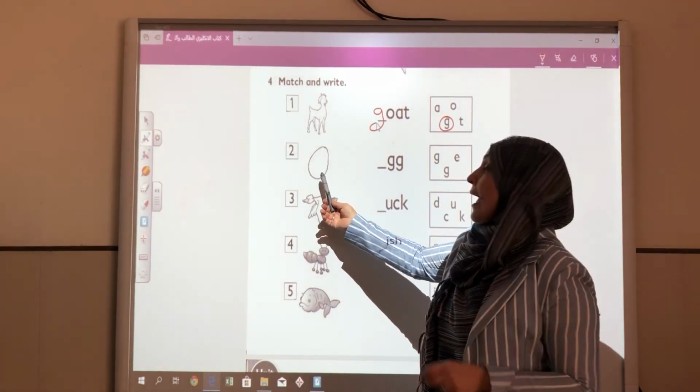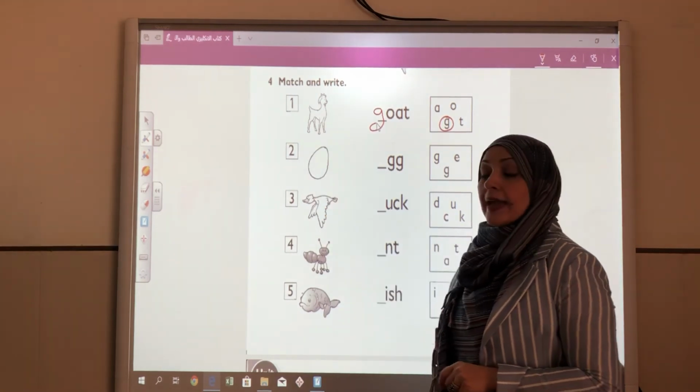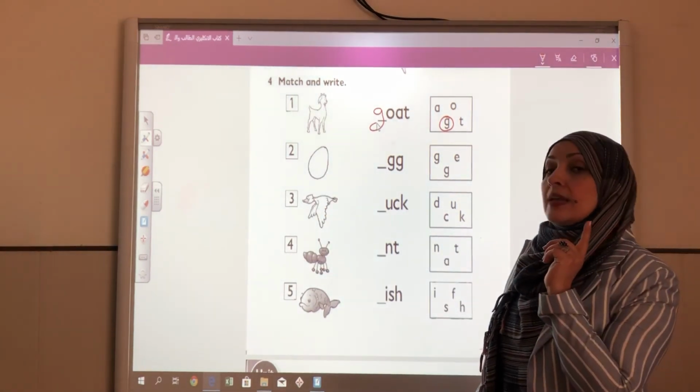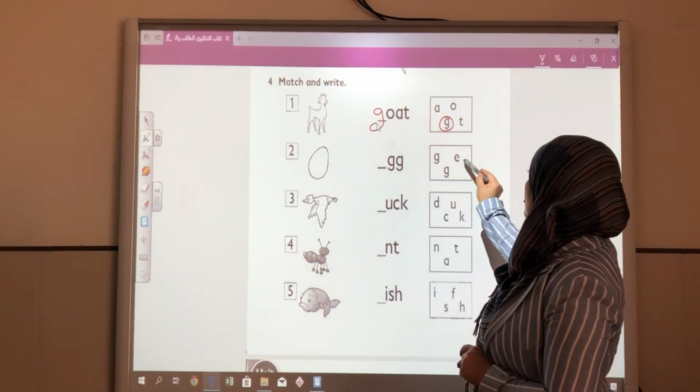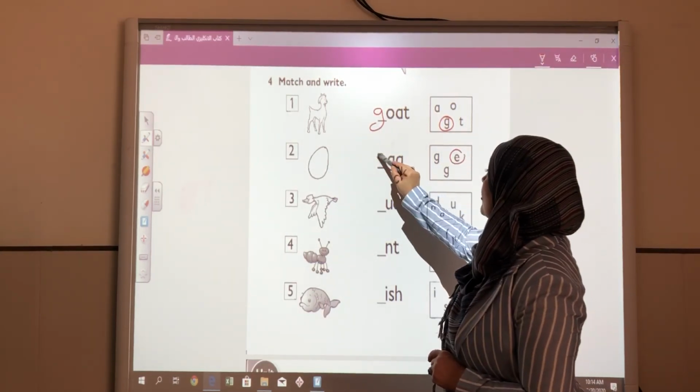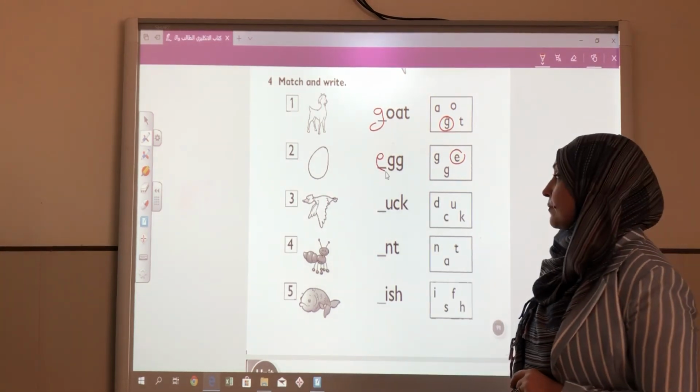Look at this picture, number two. It's egg. Egg start with letter E. This one is E? No. This one? No. This one E. So we have E. Egg.